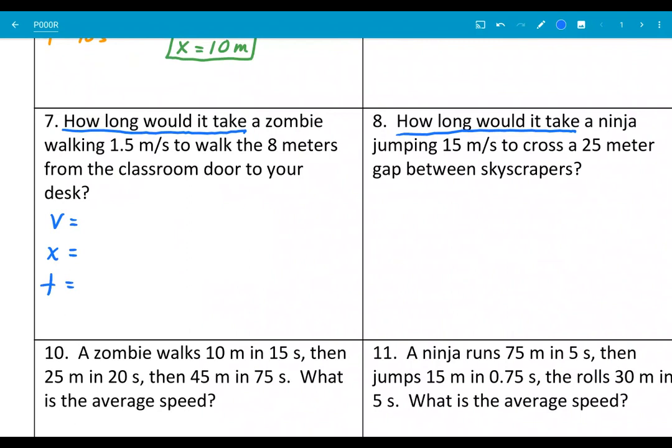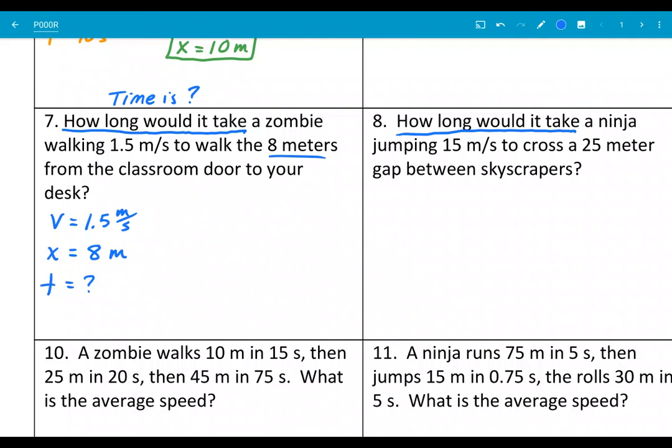How long would it take the zombie walking 1.5 meters per second to walk 8 meters from the classroom door to your desk? Oh no. So velocity is 1.5 meters per second. Okay, how far is the zombie going to walk? They're going to walk 8 meters. So we'll put that down there, 8, from the classroom door to your desk. Now, the time, again, is unknown because it says, how long would it take? And that means time is unknown.